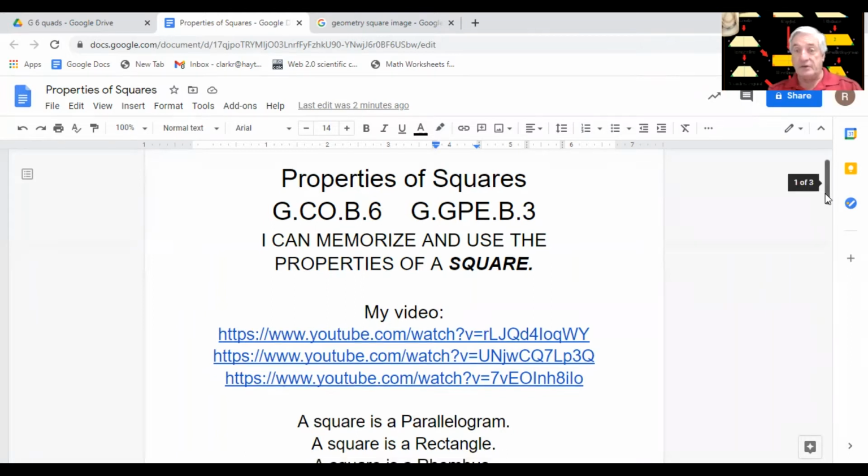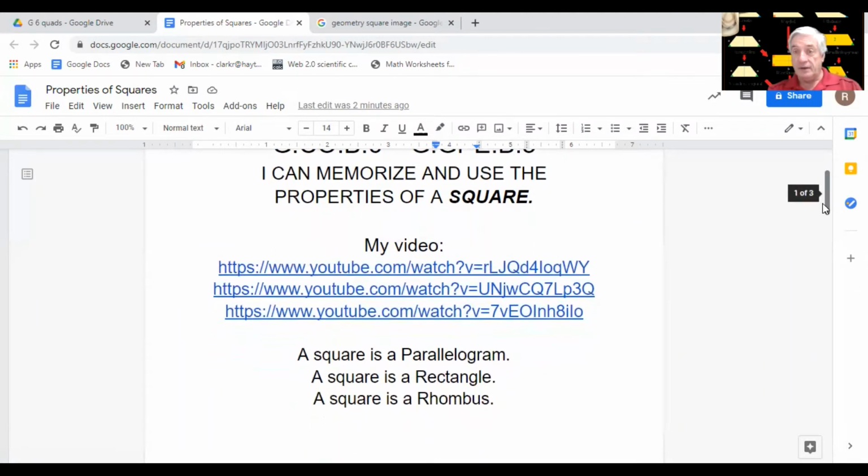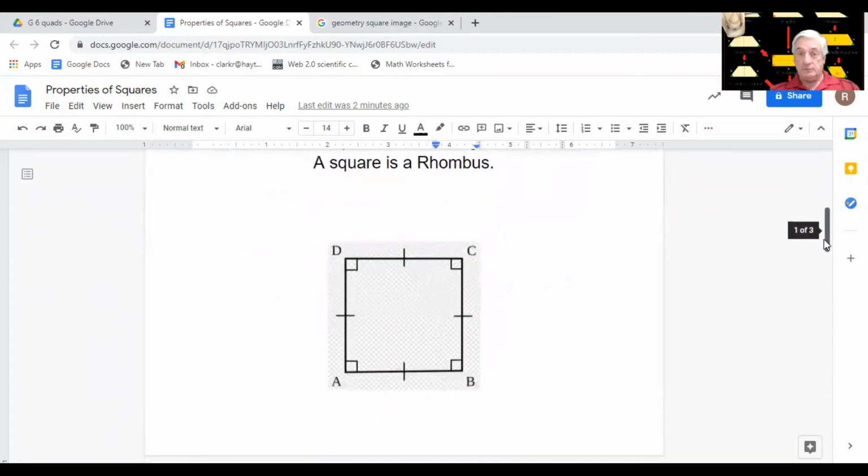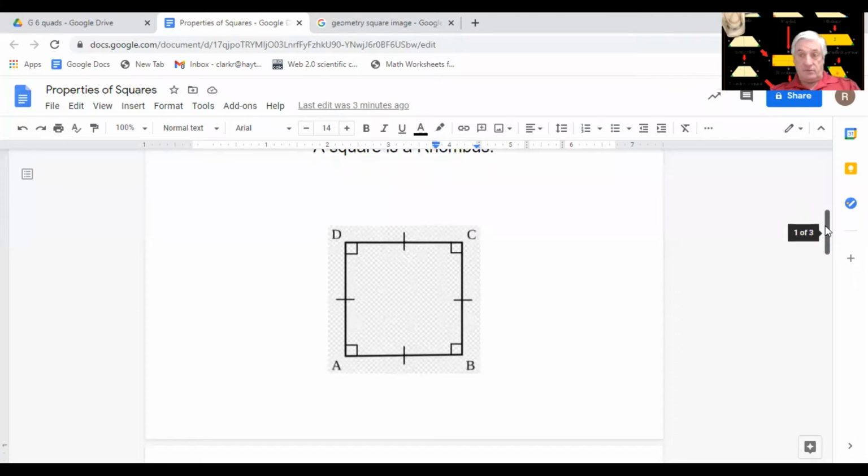That is, a square is defined as a parallelogram that has four right angles and four congruent sides. It's got four congruent sides, four right angles. It is a rhombus, it is a rectangle, it is a parallelogram. This makes our chart very, very simple.